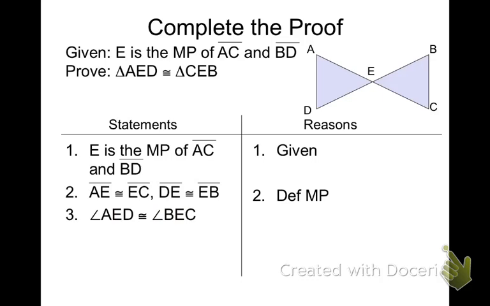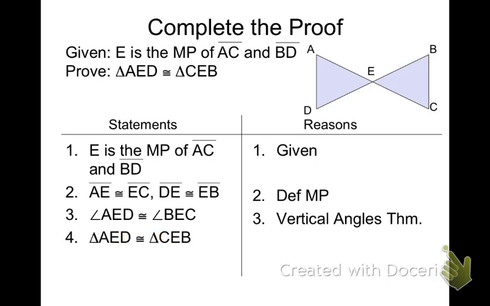We know these angles are congruent, again by the vertical angles theorem, and now we can conclude the 2 triangles in the specific order AED and CEB, and that's by SAS.